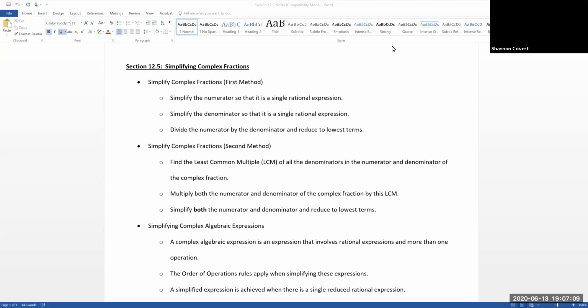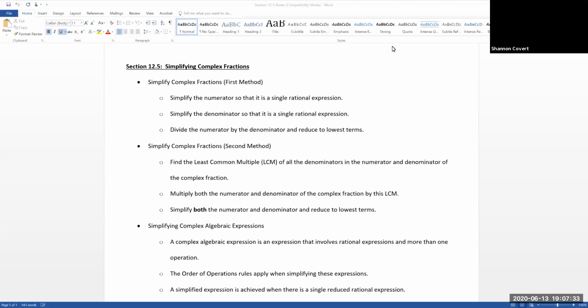The second method for simplifying complex fractions is going to require us to find our least common multiple for all of the denominators that are in both the numerator and the denominator. And then we're going to multiply the numerator and denominator times that least common multiple. Then when we simplify the numerator and denominator, the fraction should reduce to lowest terms fairly easily.